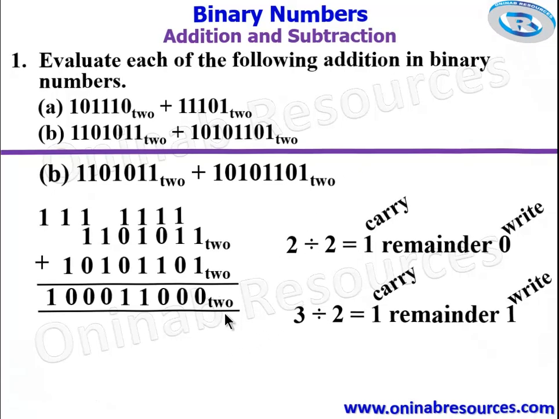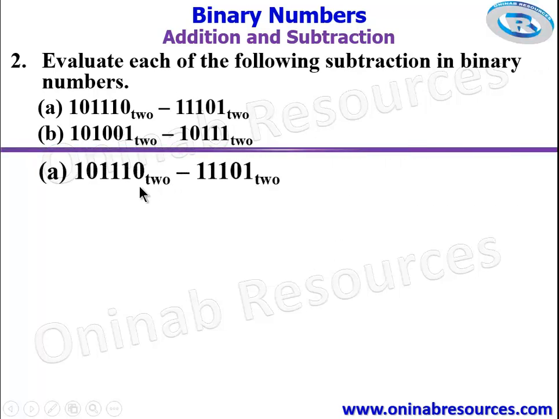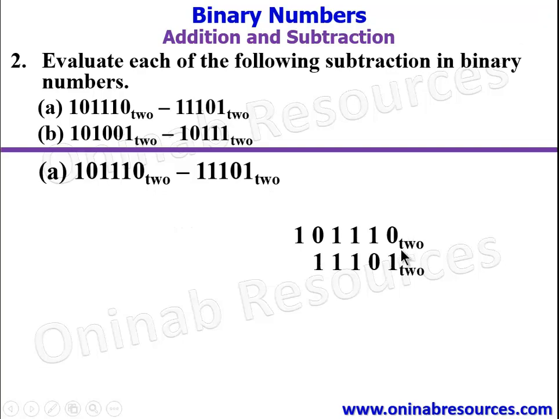We then go to problem 2. For problem 2, evaluate each of the following subtraction in binary numbers. Again, we are starting with A. We also arranged like we did in addition. The last digit corresponding with the last digit of the second number, the second to the last, and so on. We then carry out the subtraction.